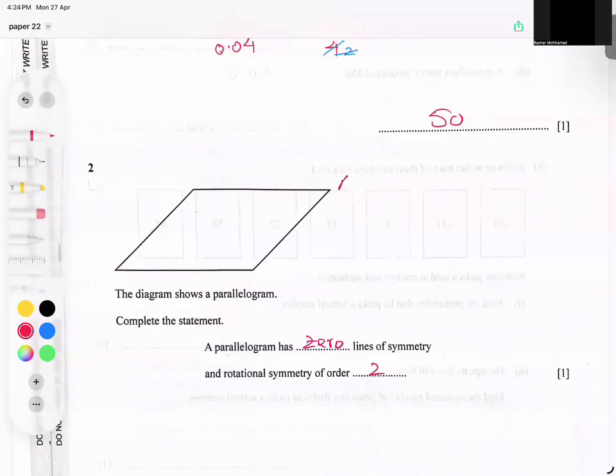Sir, the reason, how do we find the lines of symmetry? Wait a minute.